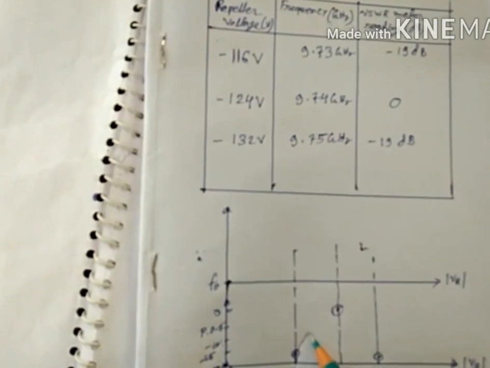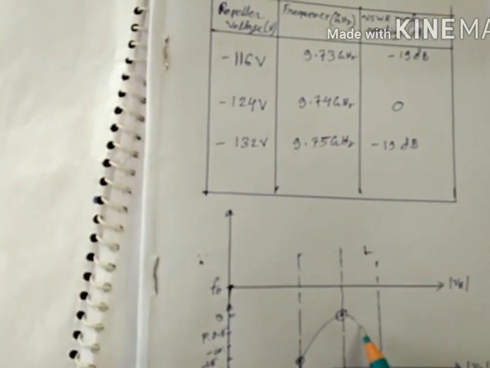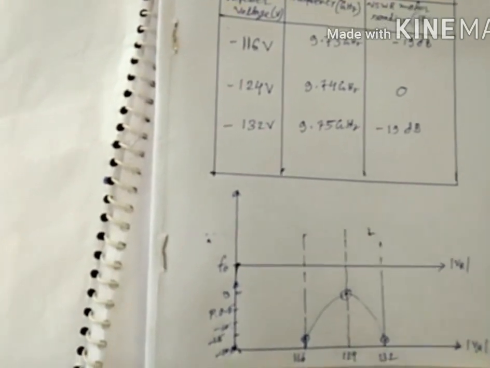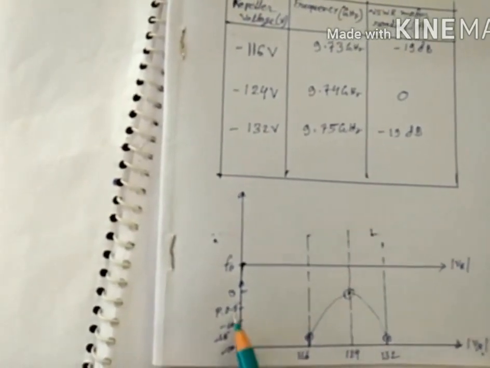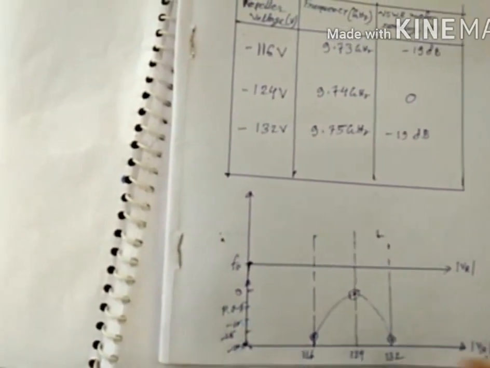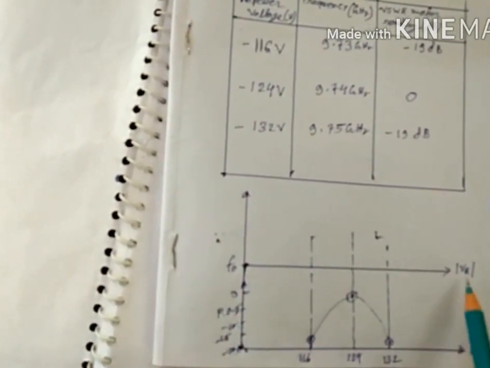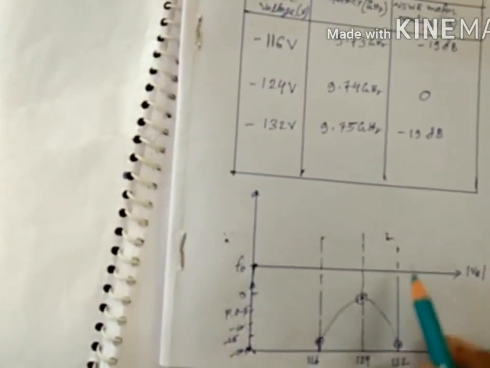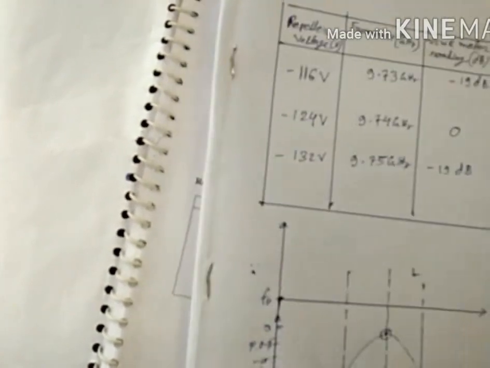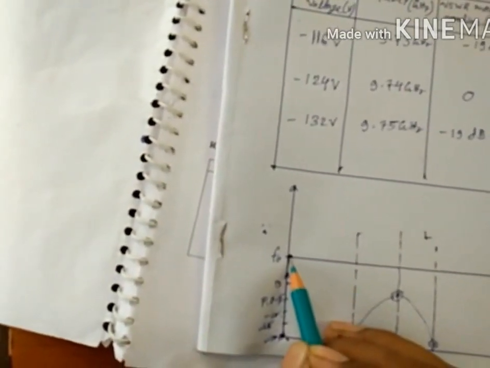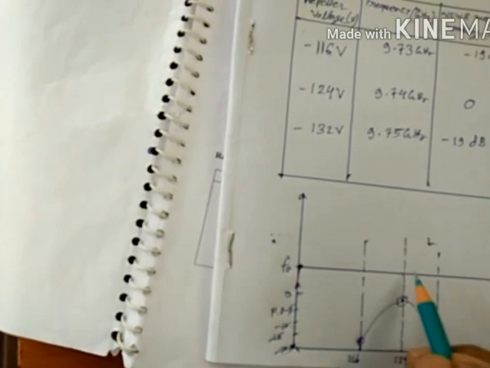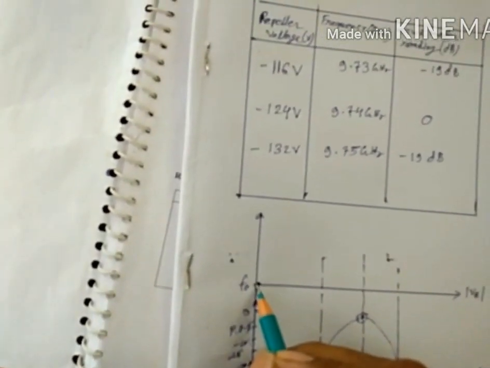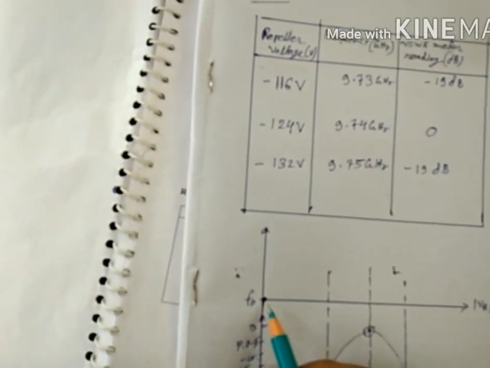Now joining these 3 points, this is the curve of repeller voltage versus power. Now draw the curve of repeller voltage versus frequency. This line is here, and this is the frequency point. The y-axis is frequency. The mid frequency is 9.74 gigahertz.